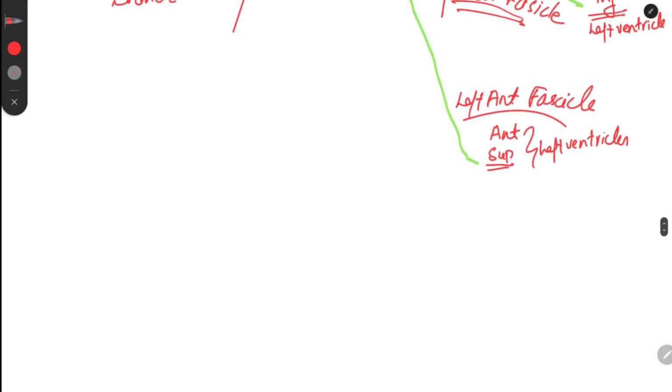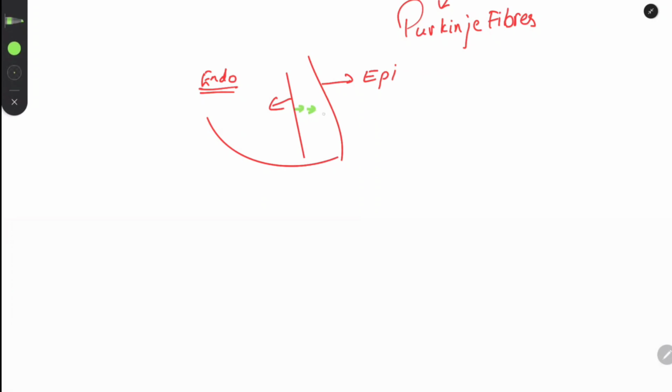Now, after having traversed a long distance from the SA node, the impulse finally reaches its final ramification, which is known as the Purkinje fibers. But what do these Purkinje fibers really do? Imagine this is the heart, and this is the endocardium, and this is the epicardium. The Purkinje fibers transmit the signals from endocardium to epicardium in this way. This is how the whole impulse travels from the initial SA node to the final point of the epicardium.